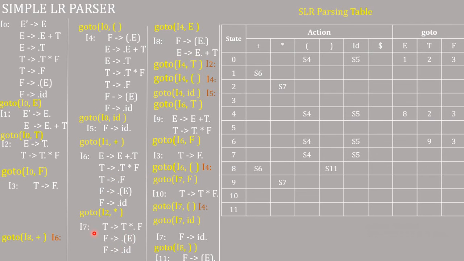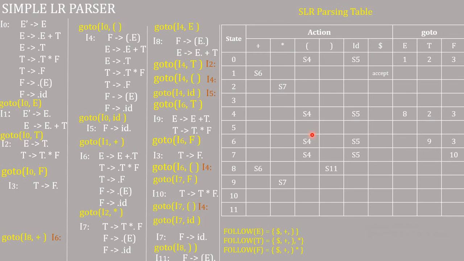What about I7? In I7 we have dot followed by a non-terminal F. So for I7, state 7 and for F, you have to fill something. What do you have to fill? Goto of I7 comma F. So goto of I7 comma F is I10. So you have to fill 10 here. Okay. So there are no other possibilities. Then I8, even in I8 there is no possibility because the dot is not followed by a non-terminal.